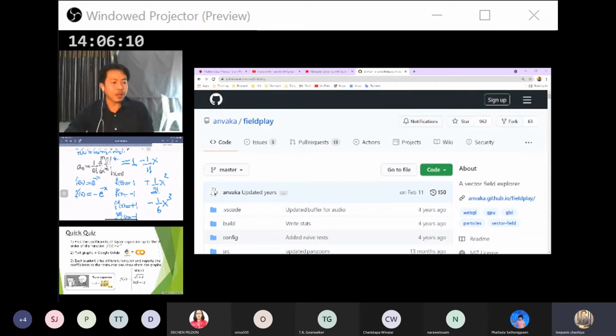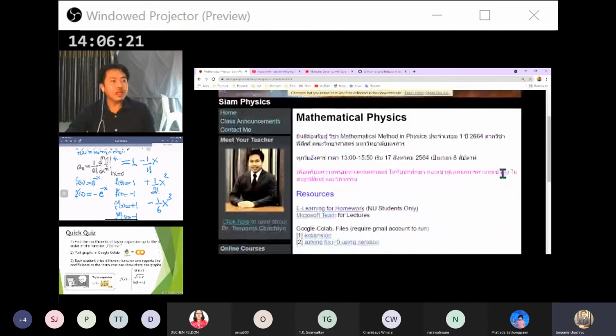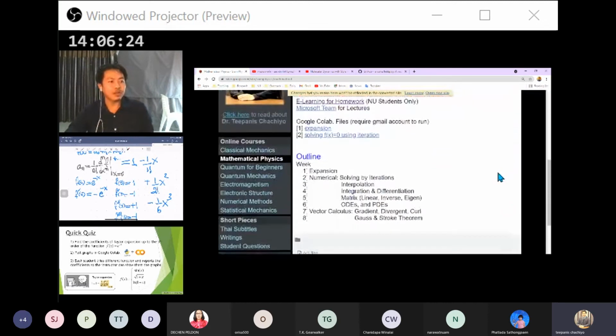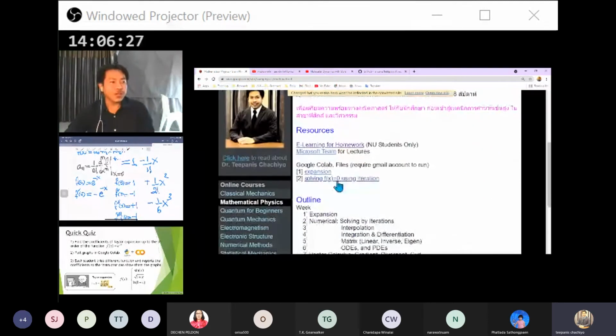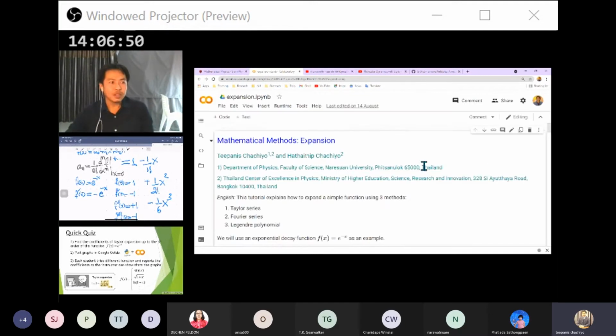So let's go look at Google Colab to see what it is first. Google Chrome. Okay. So if you have the chance, come look at the resources on the website here. Look at these resources. You can click this first Google Colab file. Click on expansion. Now you would need first an account in Google or Gmail to do this calculation. Click on that. It will take you to this window, in the beginning.